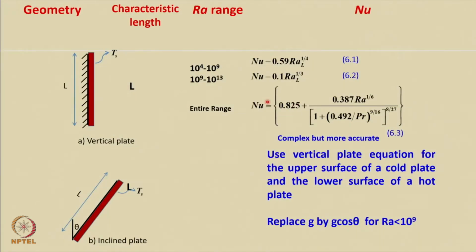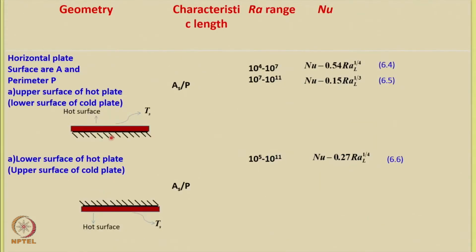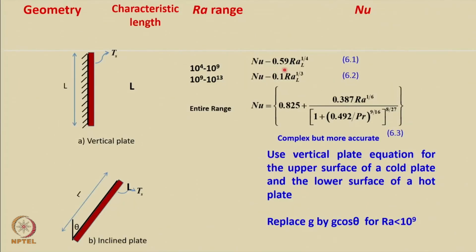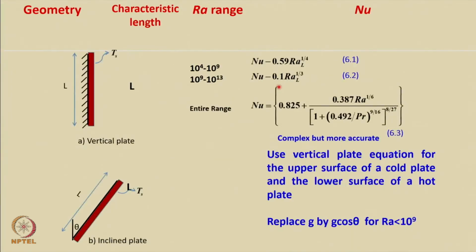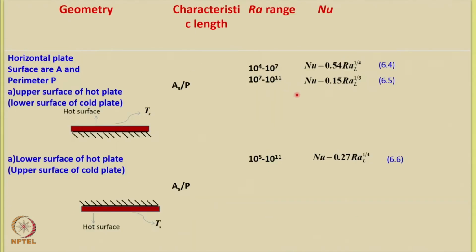So then we represented these correlations. This was for the vertical plate, and till 10 to the power of 9 it is laminar, above 10 to the power of 9 it is turbulent, and this is the correlation which works both for laminar and turbulent. For an inclined plate, instead of g in Rayleigh number, I need to replace it by g cos theta. And this is a horizontal plate. As I said, 0.54 is the same as 0.59, and here 0.15 is the same as almost 0.1. So in fact, if it is turbulent, horizontal plate would be giving higher Nusselt number than the vertical plate.